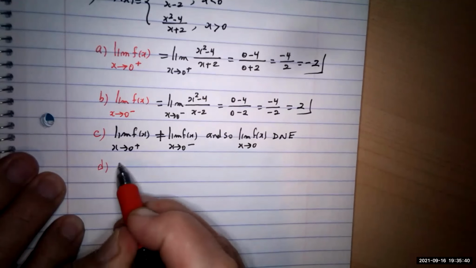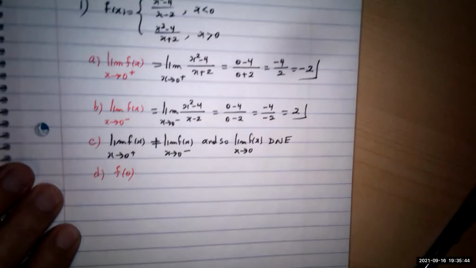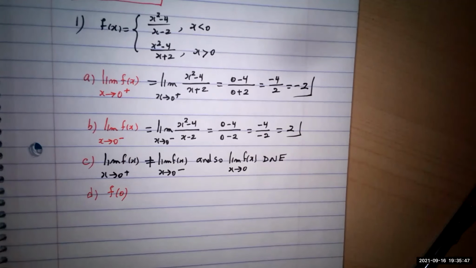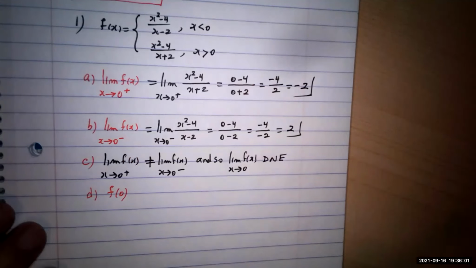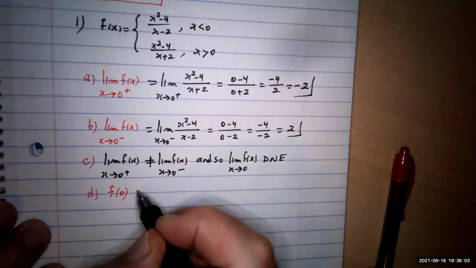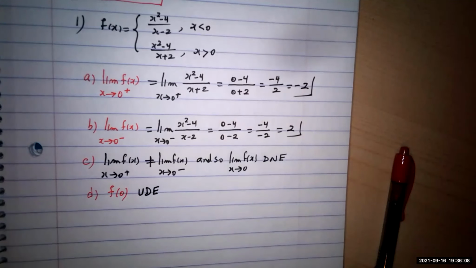Part D. They ask for f of 0. Any suggestion? Which part are you going to use to get f of 0? It's not defined. Very good, because you don't have an equality sign. So we cannot use the first part or the second part. So f of 0 is undefined. Accept this notation if you like, or f of 0 does not exist. Both of them are the same thing.